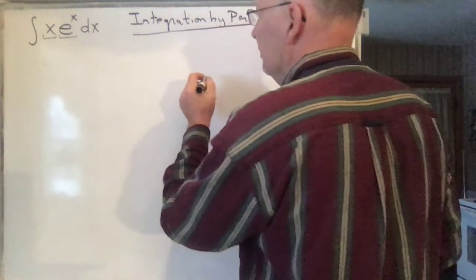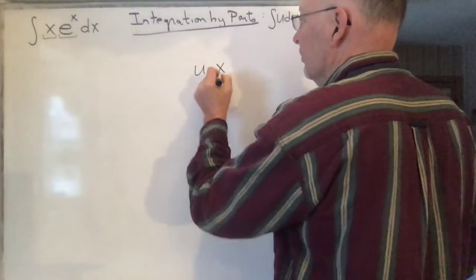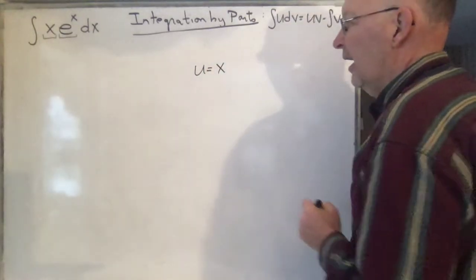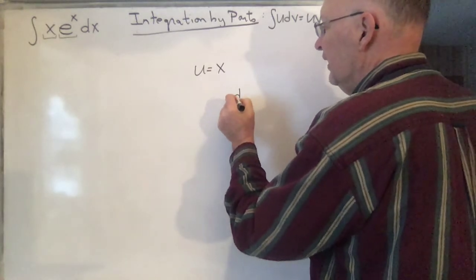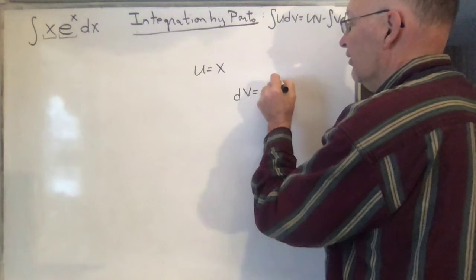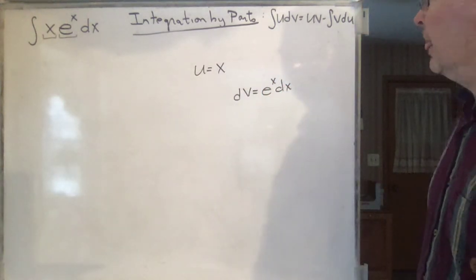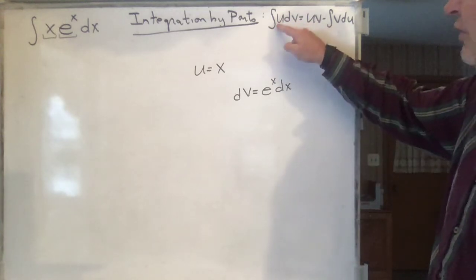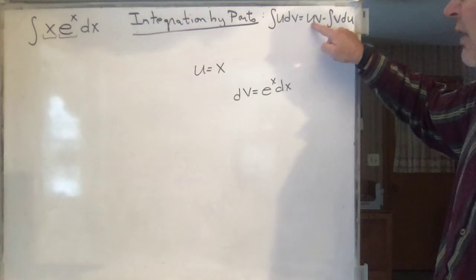Let's take u equal to x, and then I will write dv down here. dv is going to be equal to e to the x dx. So there's the dv. Notice that that's your u and your dv, and now we have to find these other things.